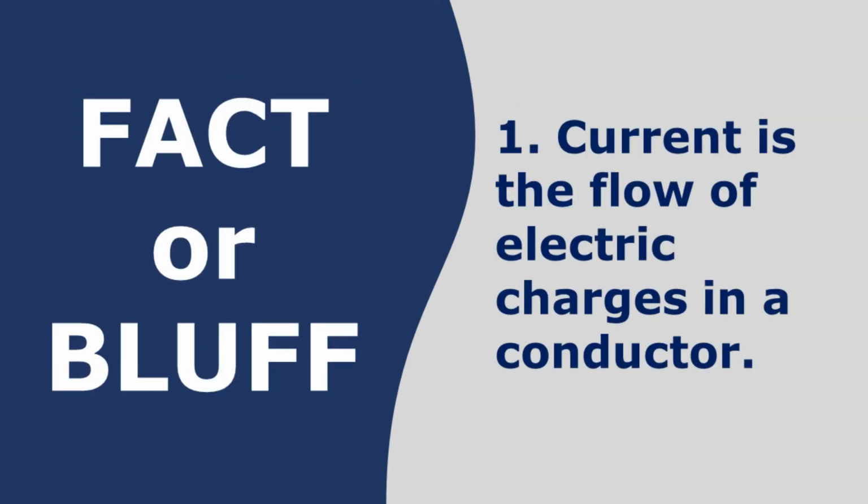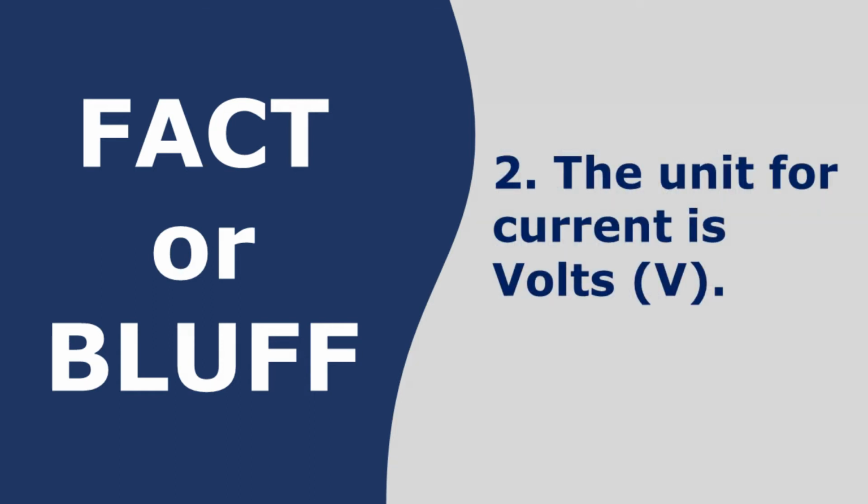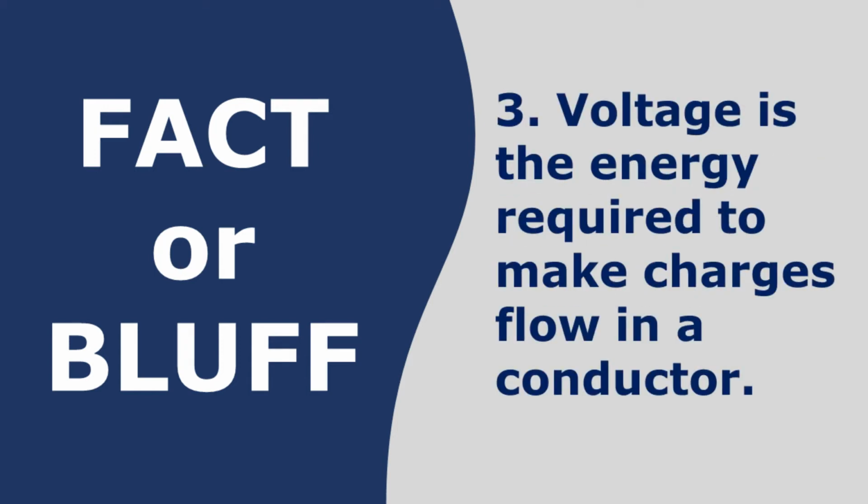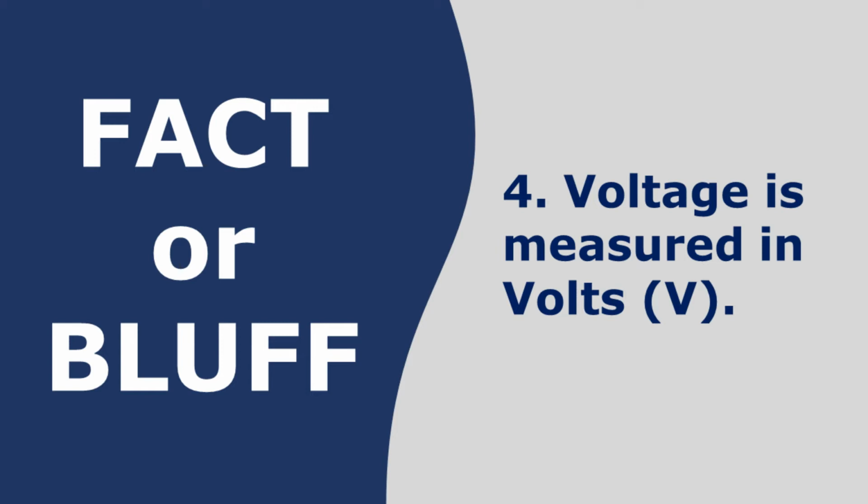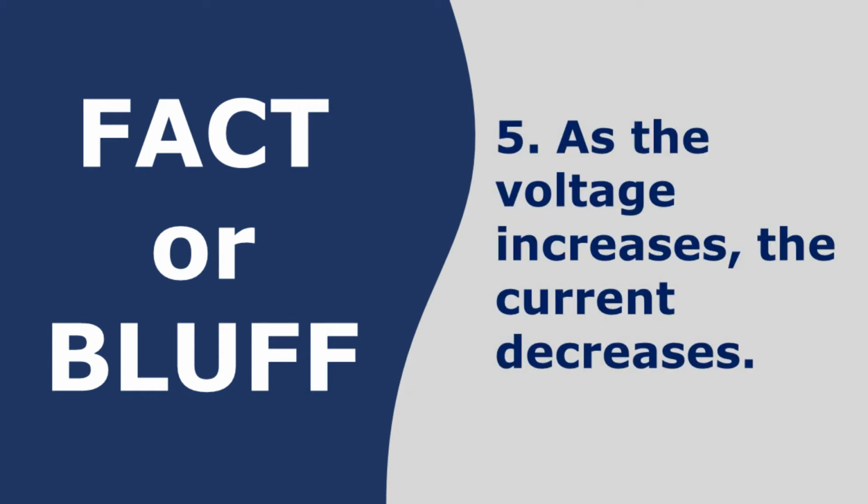Number 1. Current is the flow of electric charges in a conductor. Number 2. The unit for current is volts. Number 3. Voltage is the energy required to make charges flow in a conductor. Number 4. Voltage is measured in volts. Number 5. As the voltage increases, the current decreases.